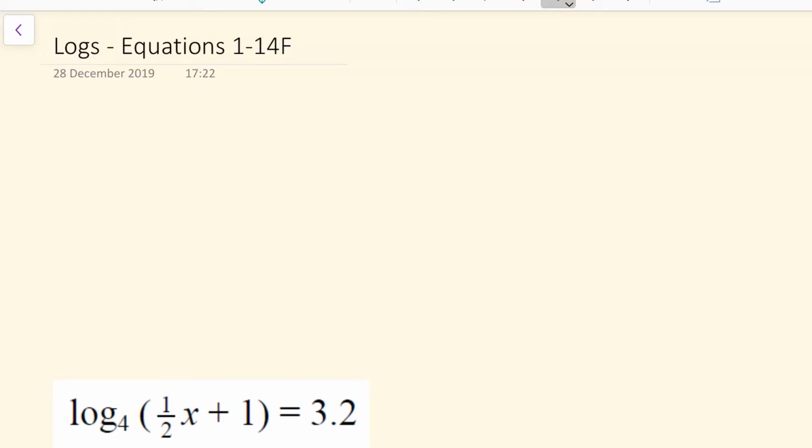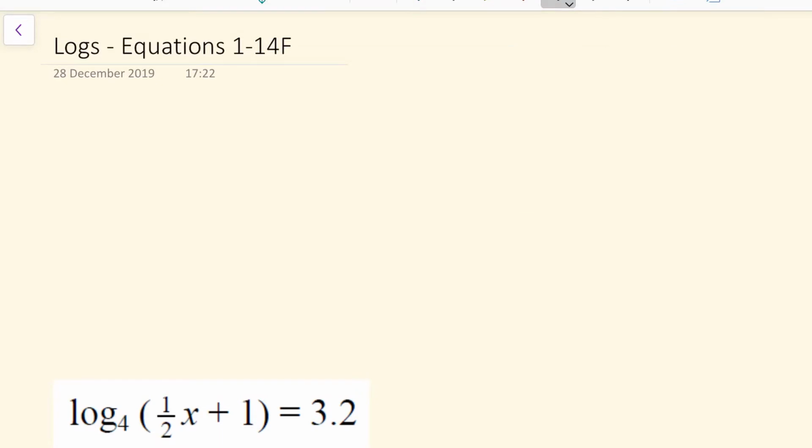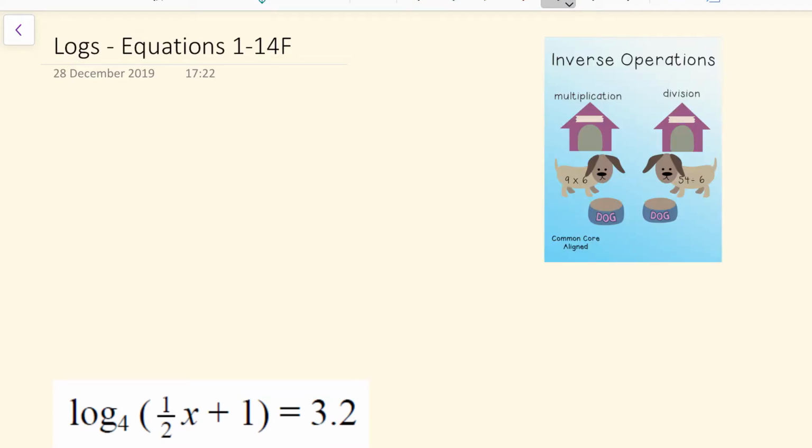So basically what we're going to be doing in this one is having a look at some equations with logs in, covering a few of the basic rules, having a look at a few examples, and just taking you through the main points that you will need. So the first thing to know is about inverse operations.